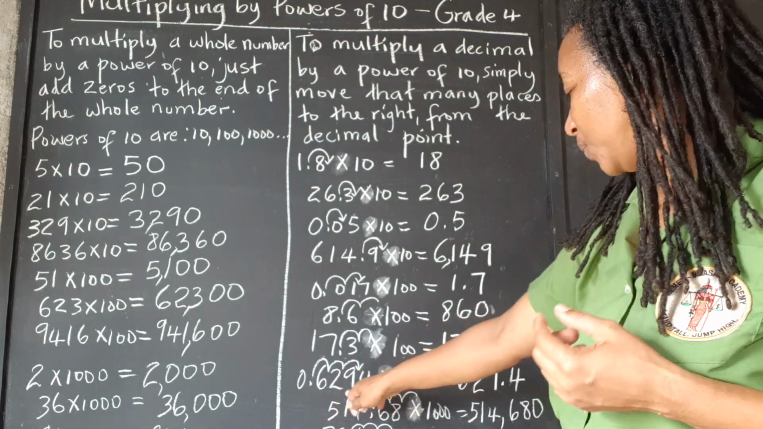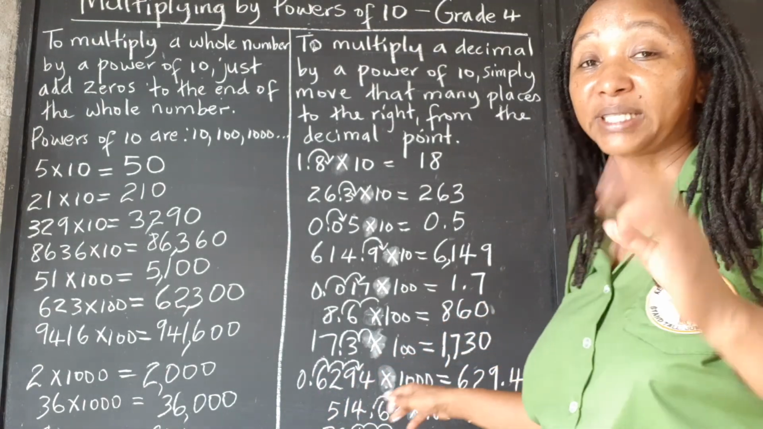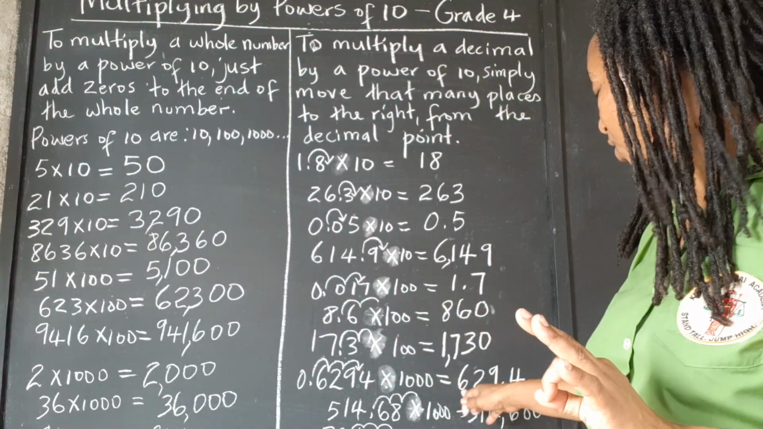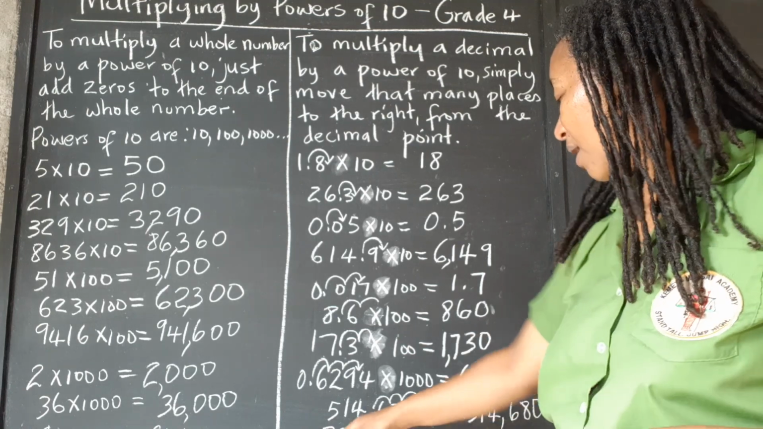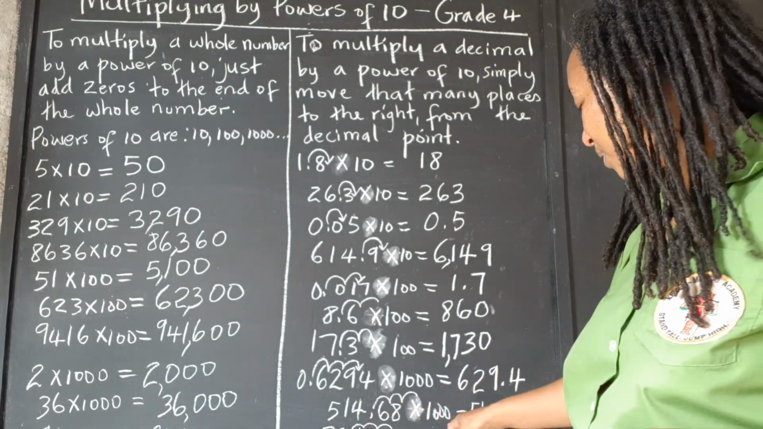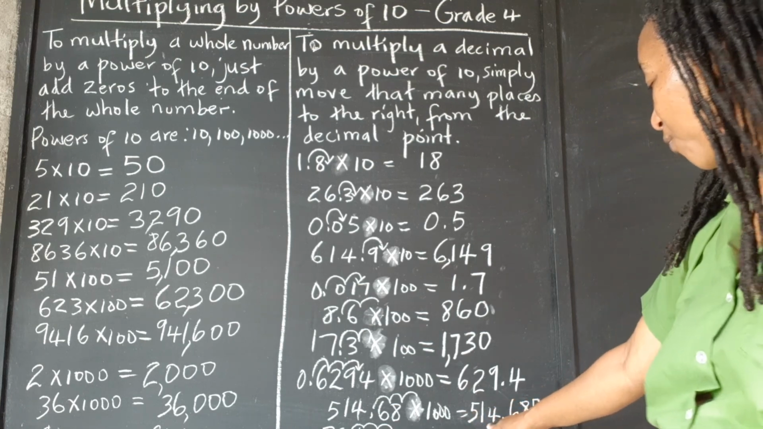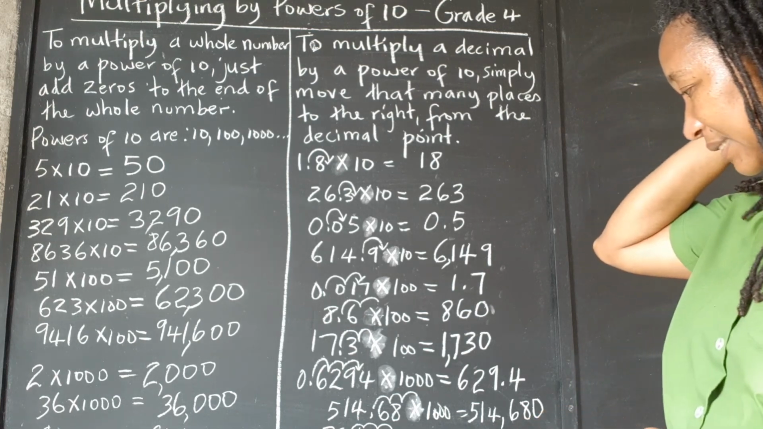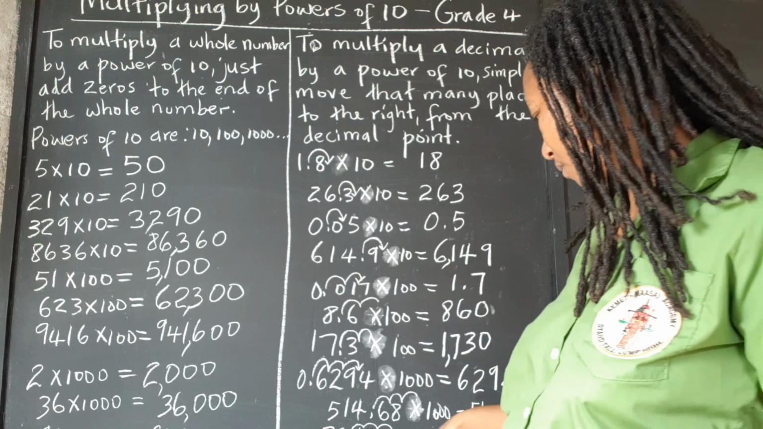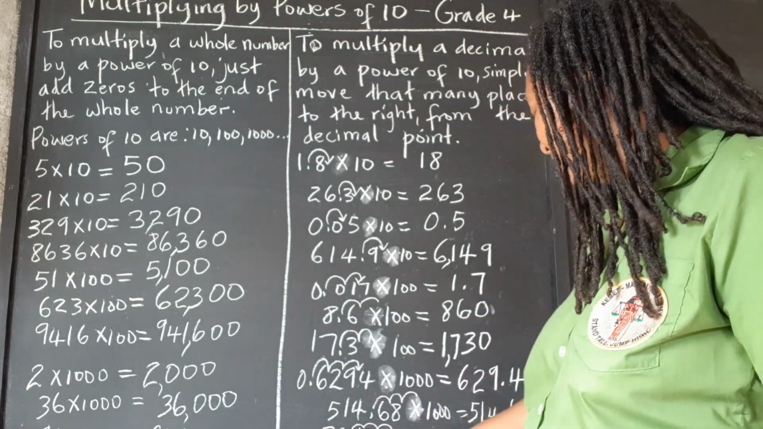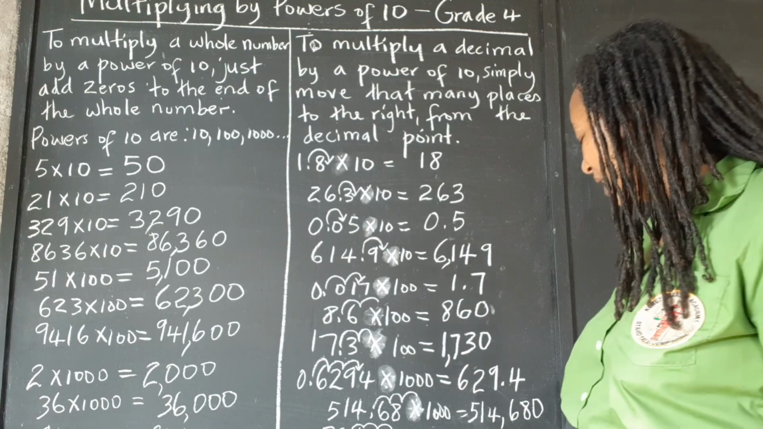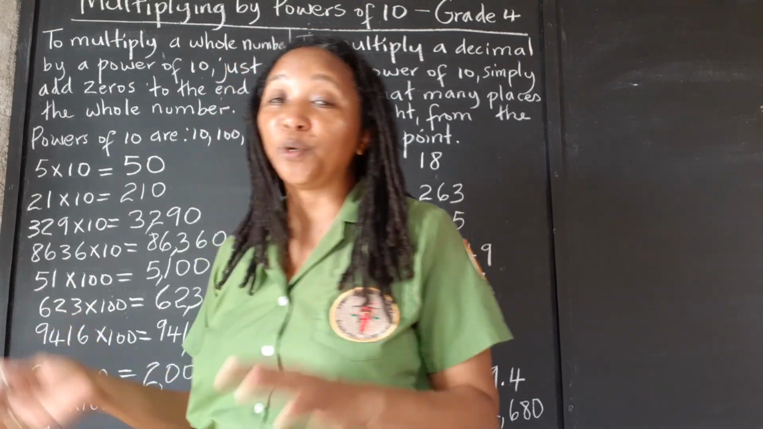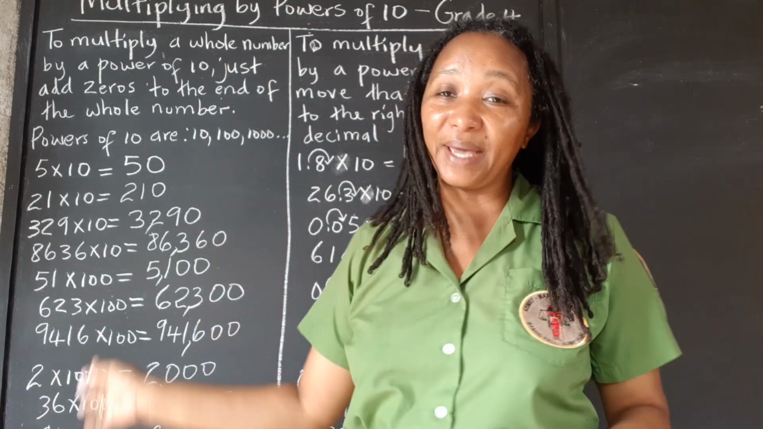0.6294 times 1,000, so 1,000 is 3 places to the right, we're multiplying. We get 629.4. 514.68 times 1,000 gives 514,680. And 79.41 times 1,000 gives us 79,410. Alright? It's beautiful when you have a system like the base 10 system.